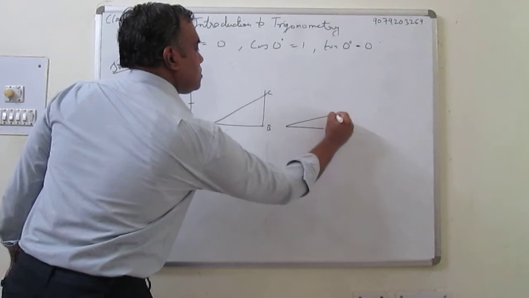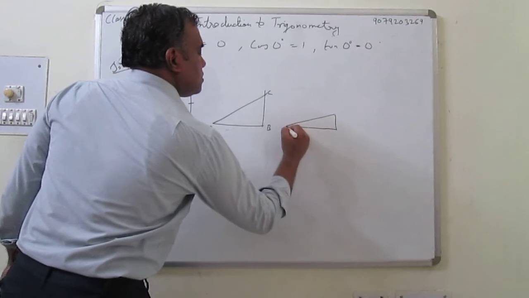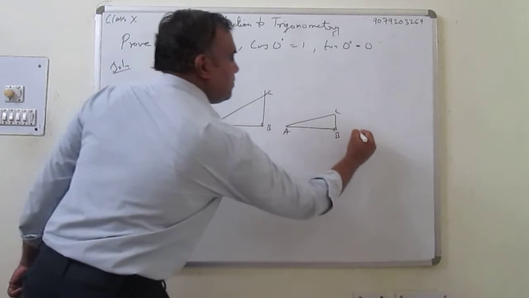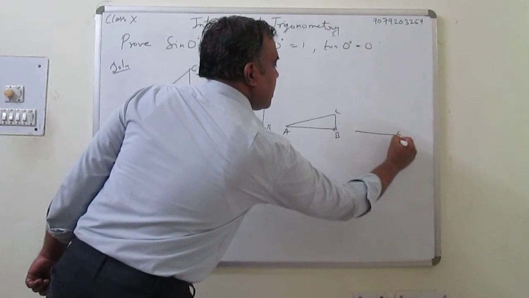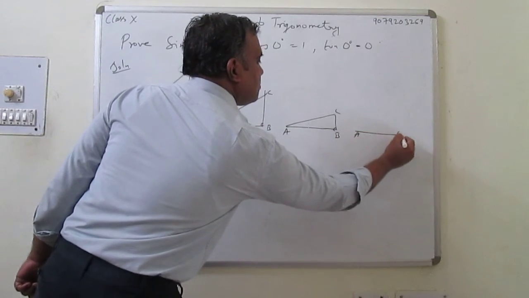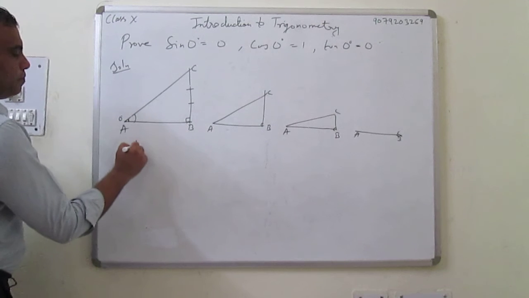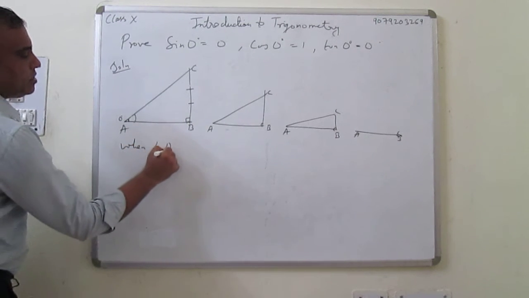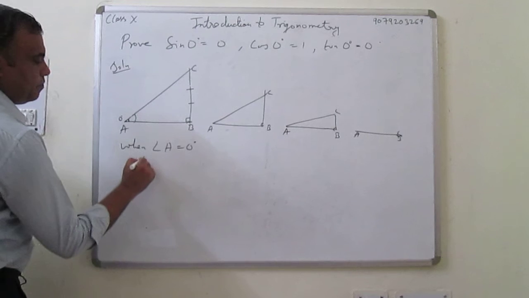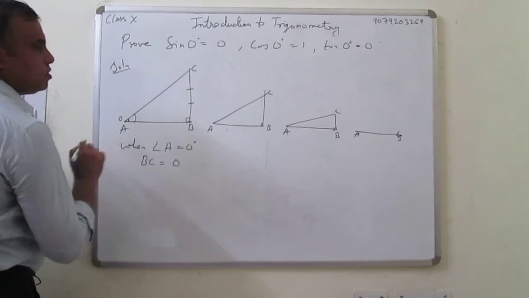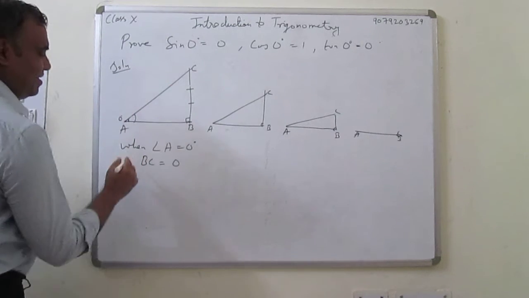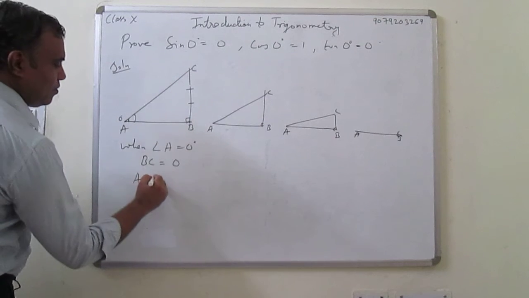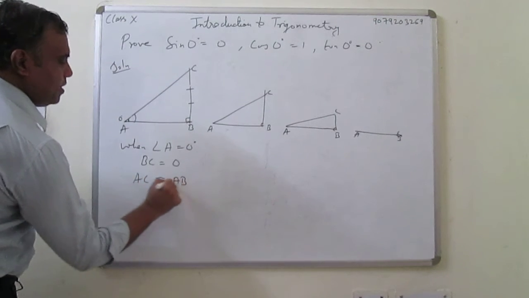Ultimately C comes at B. It means when angle A is equal to 0 degrees, BC is equal to 0, and AC is nearly equal to AB.